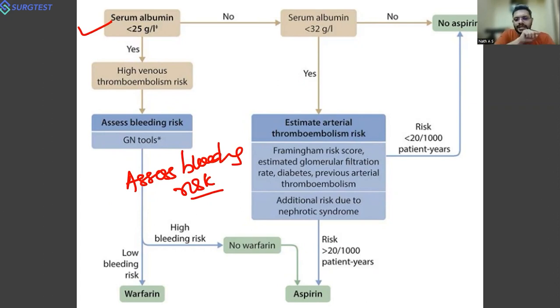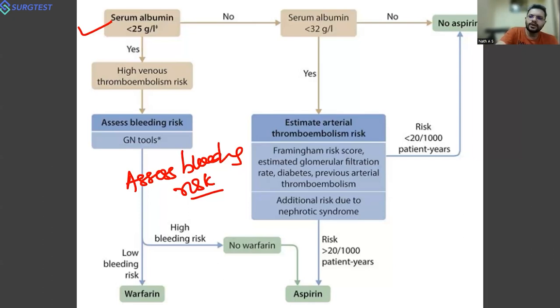The first step is to assess the bleeding risk and see whether the patient has a low bleeding risk or a high bleeding risk. In case the patient has a low bleeding risk, then you can go with warfarin because that's what's studied in the trials. Newer agents like apixaban are being tried, but we don't have clinical trial data to support the use of apixaban as yet. So the KDIGO guideline supports only the vitamin K antagonist warfarin. And if you have a high bleeding risk, then you don't give warfarin, you can probably give aspirin.